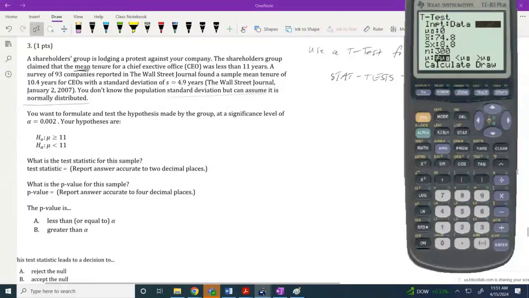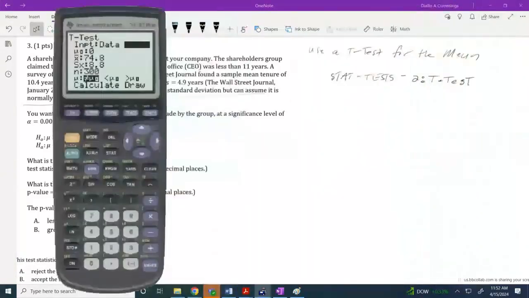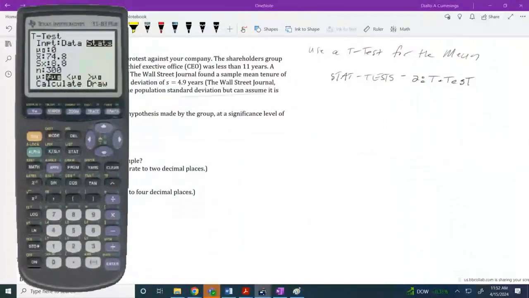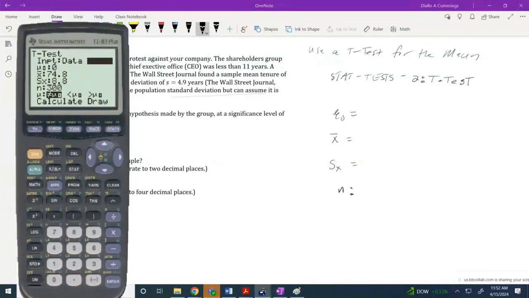Okay, now for our purposes, we're always going to use stats. Okay. So now that we have stats, they're asking for a few things. They want mu sub 0. They want x bar. They want us to put in the standard deviation. They also want n. And then we'll look at this last line in a second.